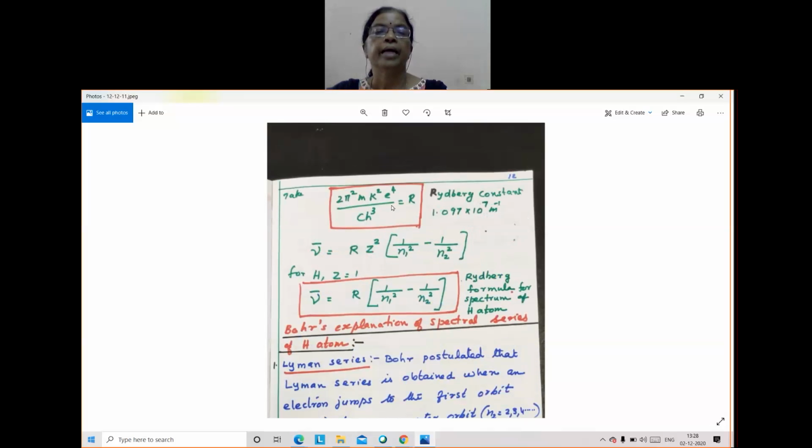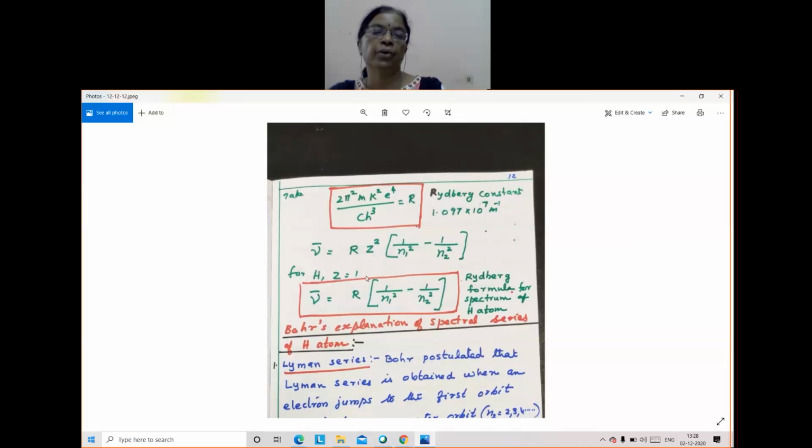Then that constant part, 2 pi square m k square e raised to 4 by ch cube, is known as the Rydberg constant, named after the scientist Rydberg. Rydberg is the name of the scientist. And its value is 1.097 into 10 raised to 7 per meter. That is the Rydberg constant value.